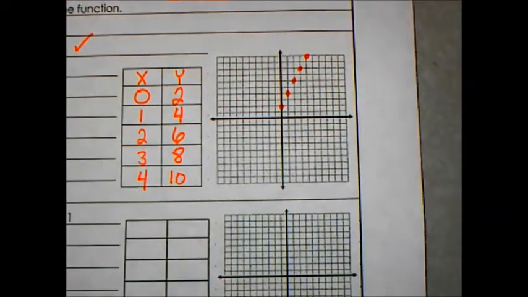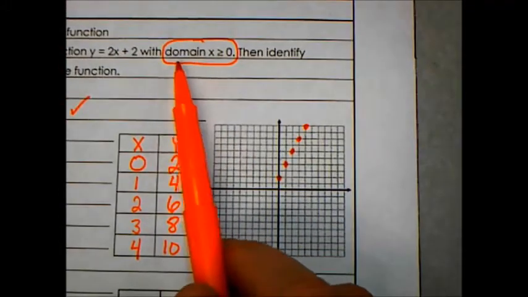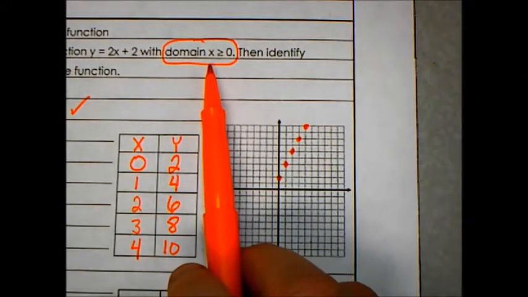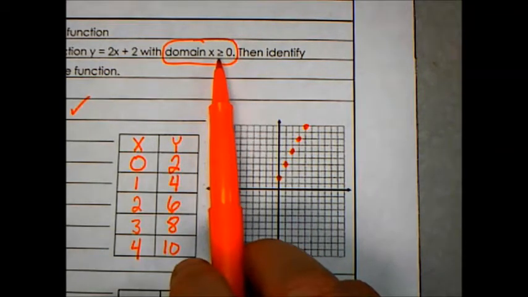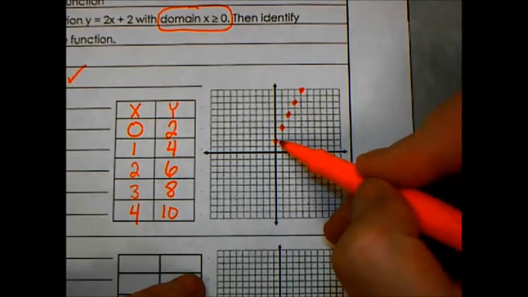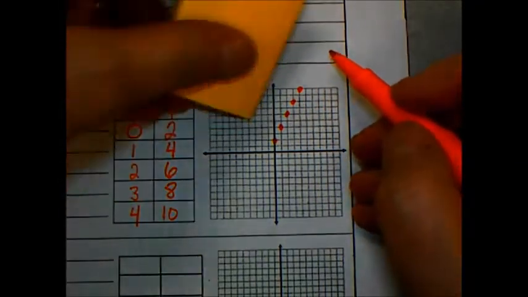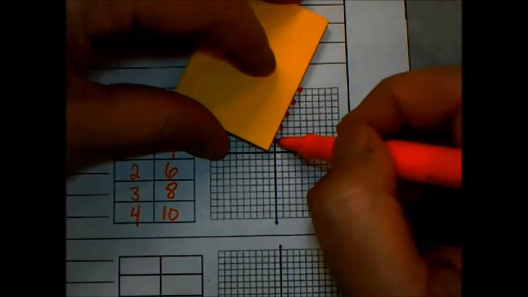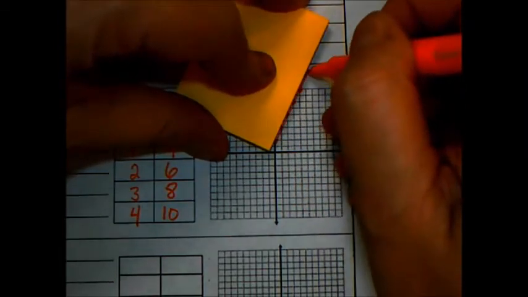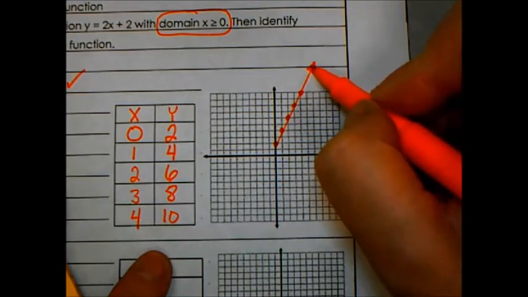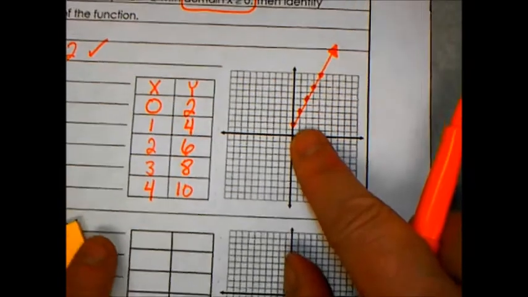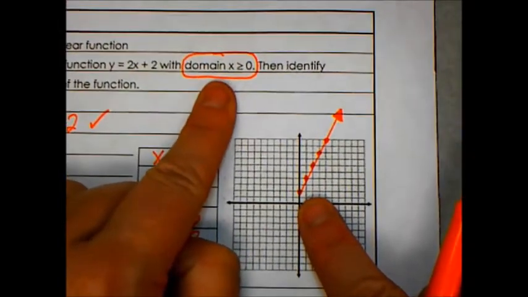Okay, grab your straight edge. Now, we got to be careful because this one said the domain has a limit. It starts at 0 and goes up. So that means it does not have any of the x values at all. So my line actually will start right here at this bottom one and then travel up. Okay, and I extended that up past my graph so that I made sure I put an arrow on the top end. I do not put an arrow on the bottom because it had a limit. Okay?